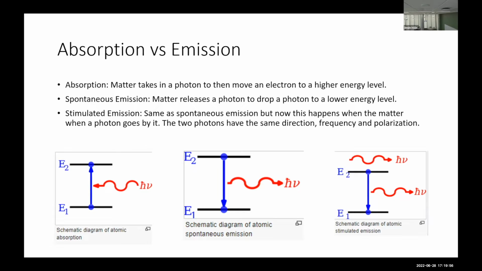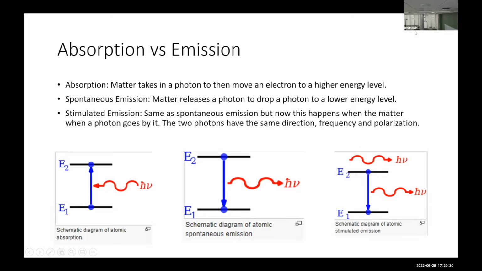And then stimulated emission is just like spontaneous emission, but instead of it happening on its own, we have to introduce a photon to the system, and then it will drop an electron from a higher to a lower energy level. We can see here that our photon is labeled as h nu, or h bar nu, where h bar is h over 2 pi, and nu is our frequency.